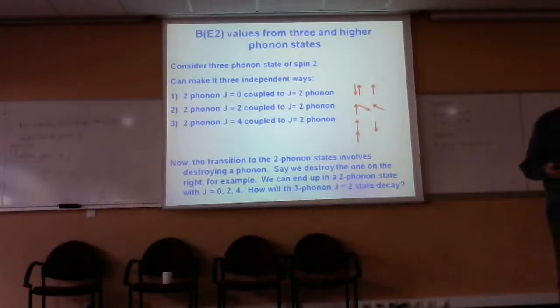He went crazy. Anyway, you can destroy any one of these phonons, which means this 2 plus state can decay to a 0 plus state by destroying this phonon. It can decay to a 2 plus state by destroying this, or to a 4 plus state by destroying this. And so we can end up with all of these.